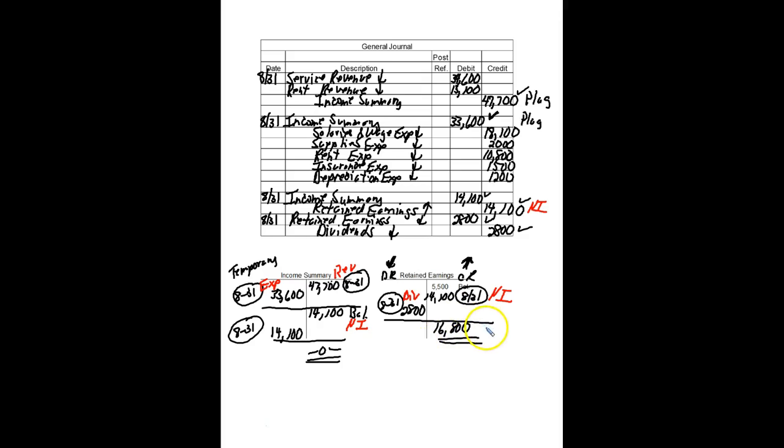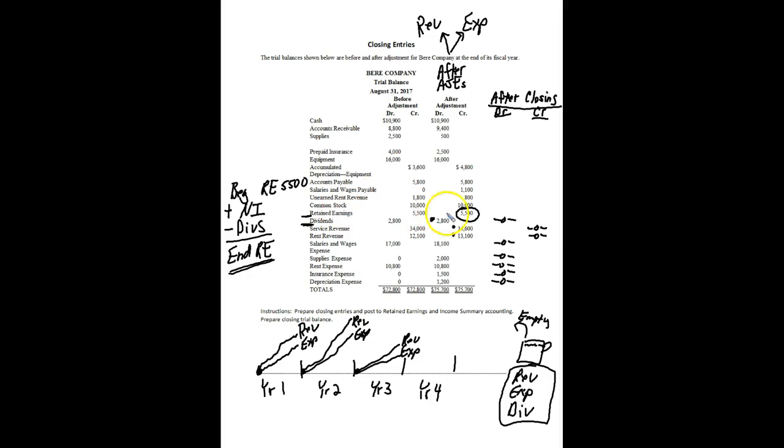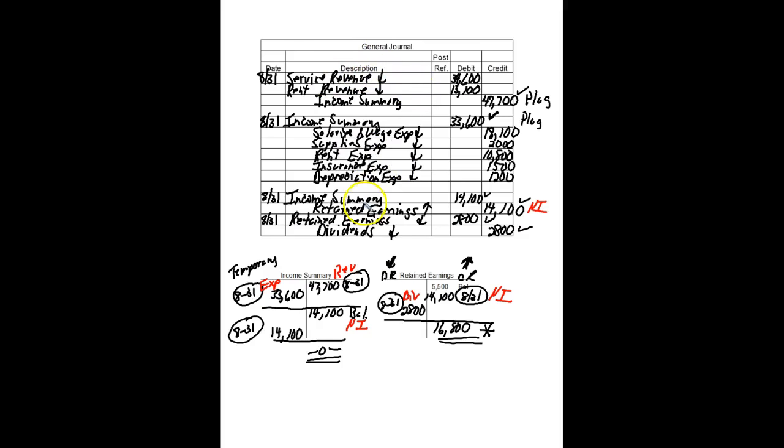Okay? After I posted all of these entries, retained earnings now has a balance of 16,800. So let's go back over here. 16,800 is our balance in retained earnings. So after adjusting entries, we close out revenues and expenses and dividends, and we have a revised balance for retained earnings. Now, none of our closing entries had an impact on assets or liabilities, right? None of these affected assets or liabilities.